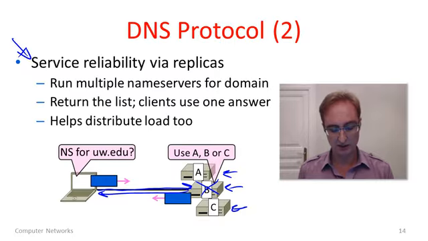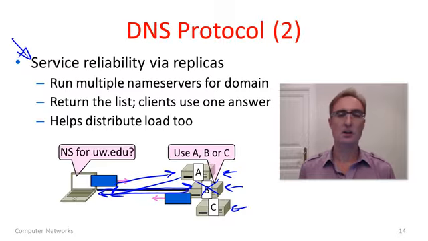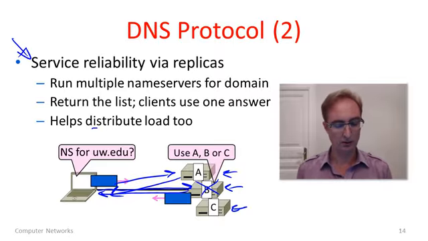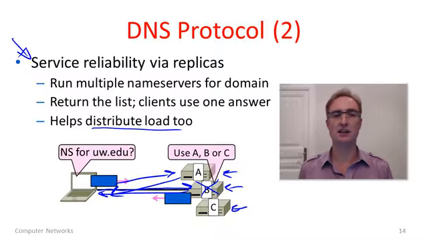That means that if B goes down for any reason, it's unplugged, it's blown up, whatever, then a client here can simply contact A instead, say, for a query and get a response. So clients will choose different name servers to contact, and they'll typically rotate their choices, or the servers will rotate information that they send out. This also helps to distribute the load, as well as providing reliability. So that's a nice feature of the DNS protocol.